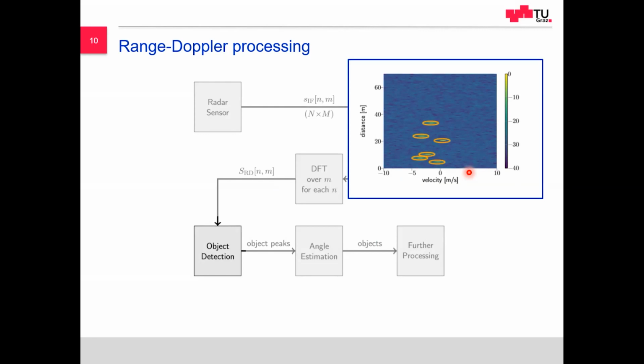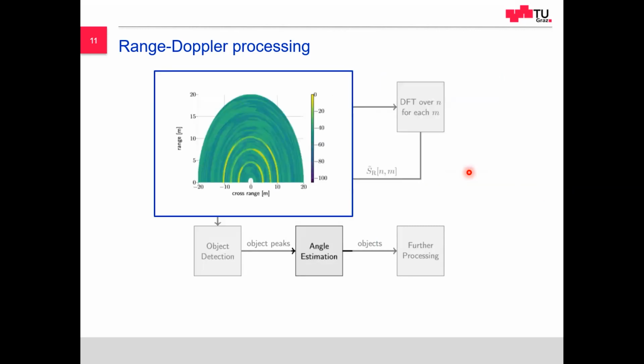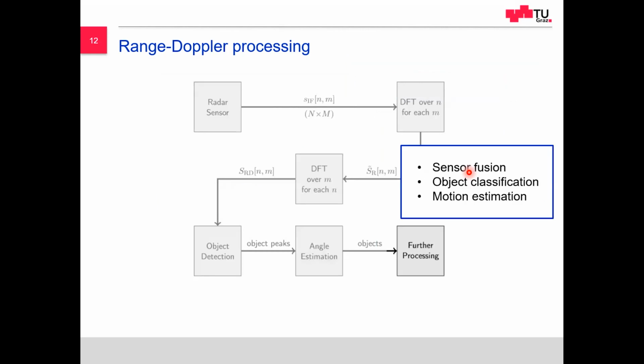Then there might be, or there always is, an object detection step where we try to find the most prominent peaks that most likely correspond to real objects rather than noise or clutter in the range Doppler map. And then there might be an angle estimation step where another DFT is performed over several antennas, which then gives us the angle estimation or the physical position of objects. And then there might be some further processing steps such as sensor fusion, object classification, and motion estimation.